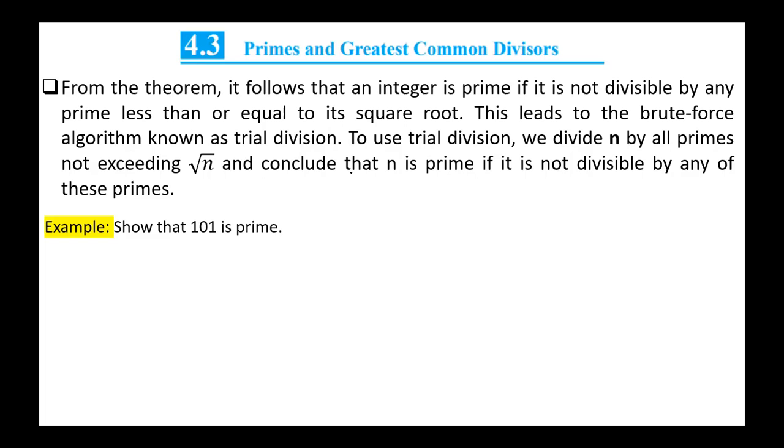Example, show that 101 is prime. The only primes less than the square root of 101 are 2, 3, 5, and 7. The next prime is 11, but 11 squared is greater than 101. Because 101 is not divisible by 2 or 3 or 5 or 7, it follows that 101 is prime.